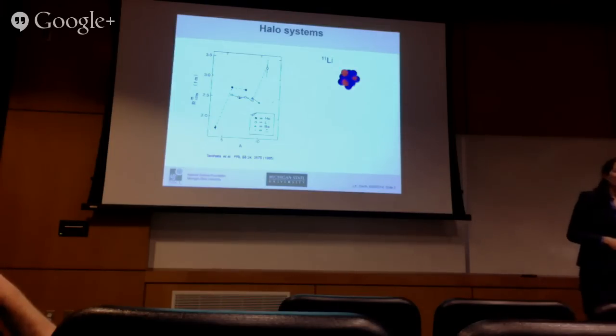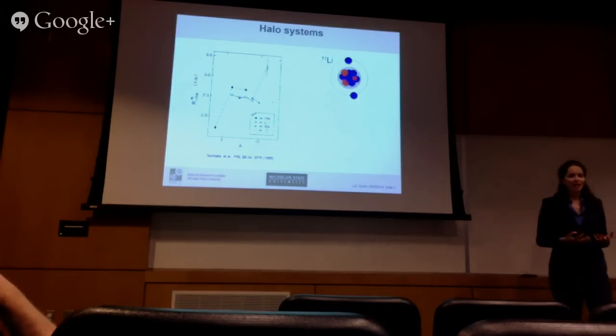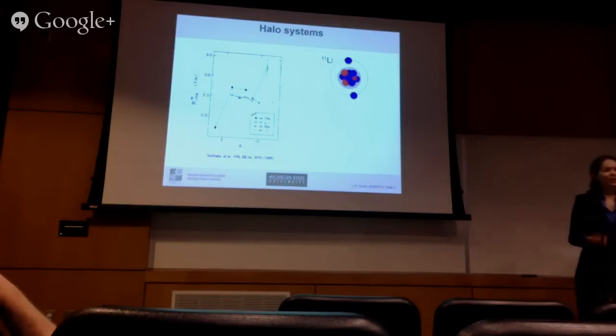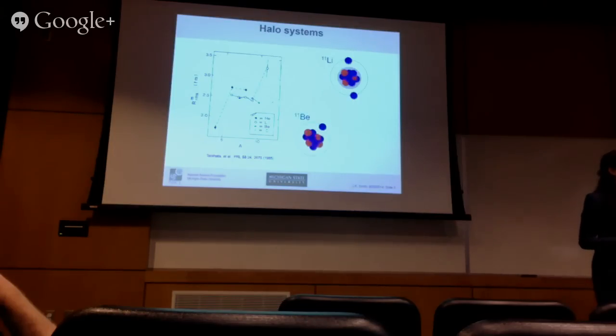This was the first indication of what we now know as the halo structure of lithium-11. We know that lithium-11 does not exist as a jumble of protons and neutrons all very closely together, but it actually exists as a lithium-9 core and 2 neutrons at an extended radius, called a 2-neutron halo system. You can also have other halo systems. You can have a 1-neutron halo, like beryllium-11. You can even have a proton halo, like boron-8.